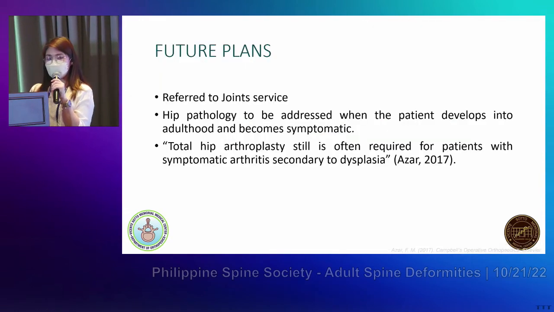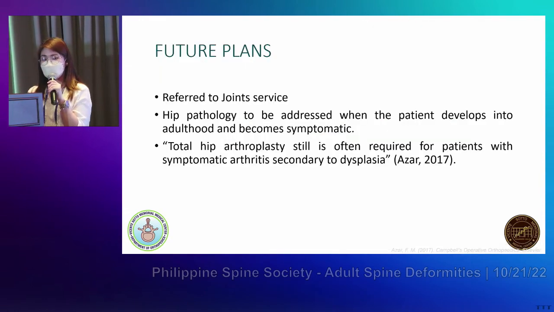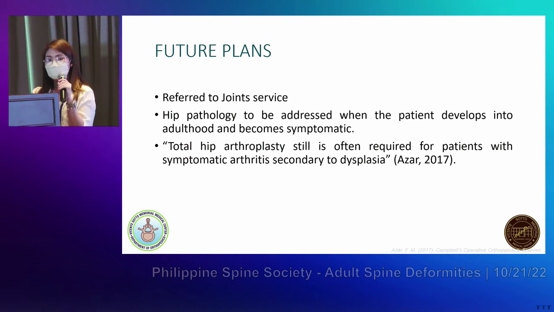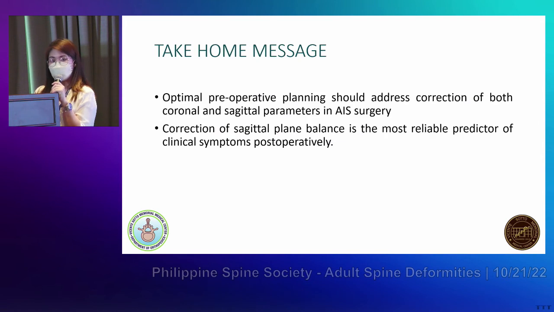Moving forward for this patient, we referred her to the joint service, and there seems to be a consensus that the hip pathology would need to be addressed when the patient develops into adulthood and becomes symptomatic. So the patient should have total hip arthroplasty if she becomes symptomatic in the future. For a take-home message, there should be optimal preoperative planning, which should address correction of both the coronal and the sagittal parameters in AIS surgery, and the correction of the sagittal plane balance is the most reliable predictor of the clinical symptoms post-operatively.